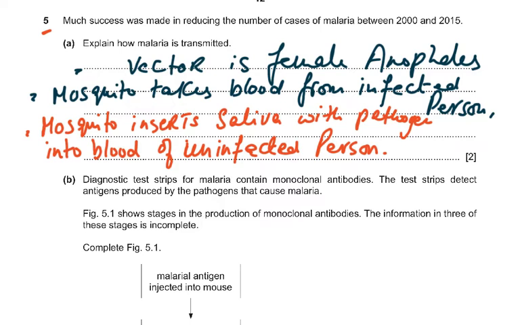So when it injects the saliva, the pathogen is in the saliva. The plasmodium is in the saliva. So by mistake, the plasmodium is also transferred. It's not done on purpose. The mosquito doesn't know what it's doing. But because the saliva contains the plasmodium, the plasmodium is transferred to an uninfected person. So please understand that, but you know how to word it as well.